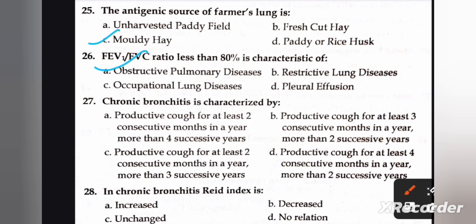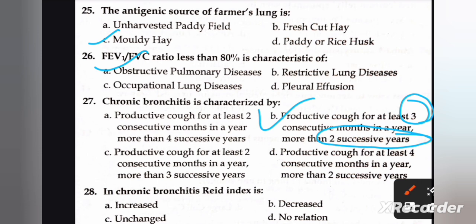Next question is, chronic bronchitis is characterized by A. Productive cough for at least 2 consecutive months in a year for more than 4 successive years, B. Productive cough for at least 3 consecutive months in a year for more than 2 successive years, C. Productive cough for at least 2 consecutive months in a year and more than 3 successive years, D. Productive cough for at least 4 consecutive months in a year and more than 2 successive years. The right option is B. Productive cough for 3 consecutive months in a year and 2 successive years.